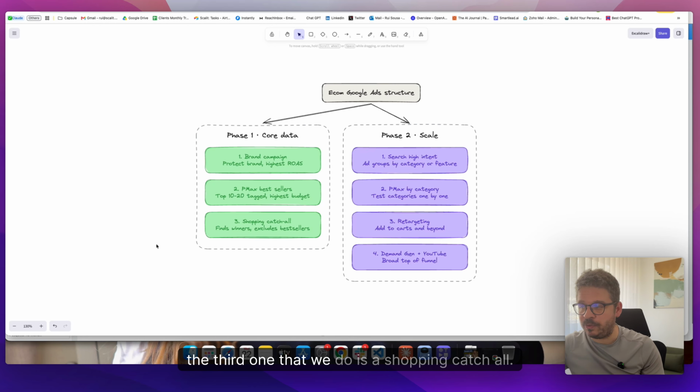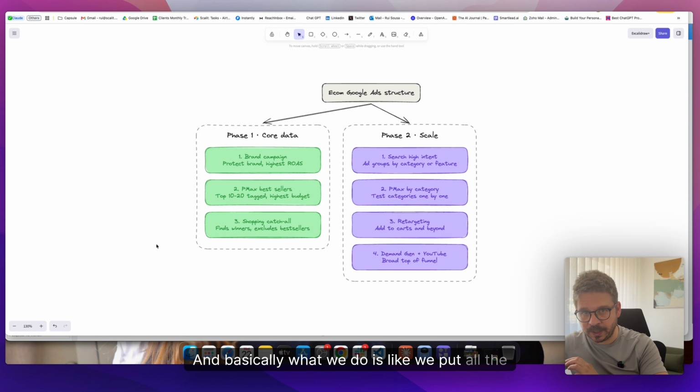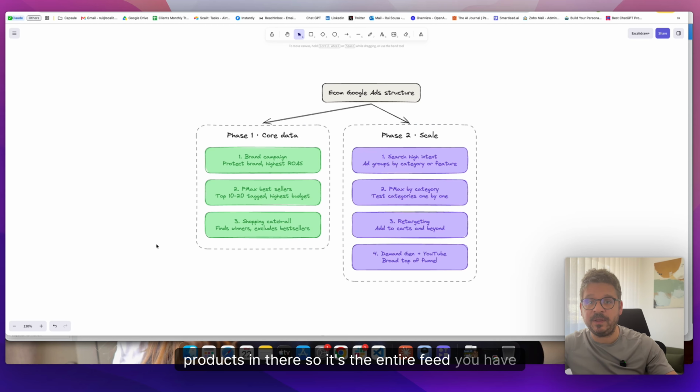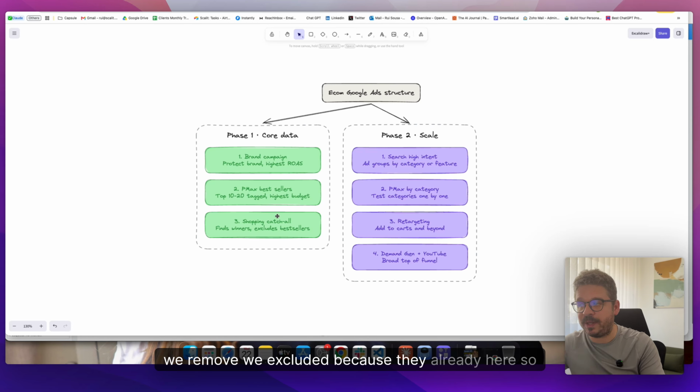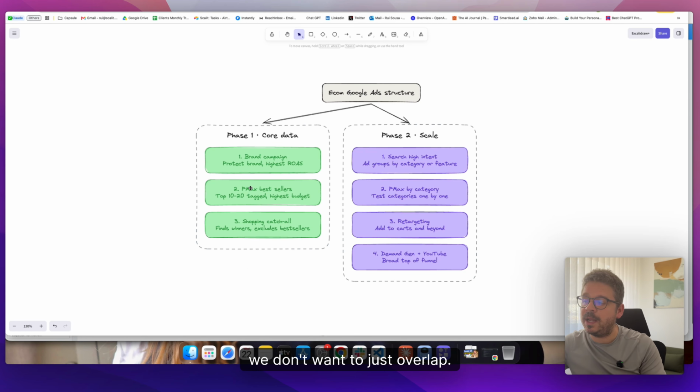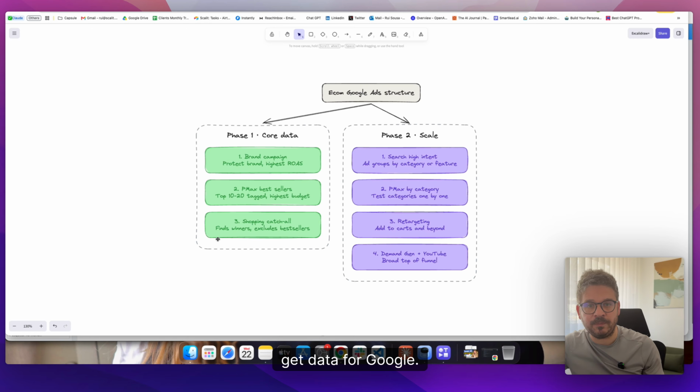The third one that we do is a shopping catch-all. So it's basically just a shopping campaign, no search, no demand gen, no YouTube, just a normal shopping campaign. What we do is put all the products in there, so it's the entire feed you have on Google, but we exclude the best sellers because they're already in the PMax, so we don't want to overlap. And basically what this campaign does is just get data for Google, right?